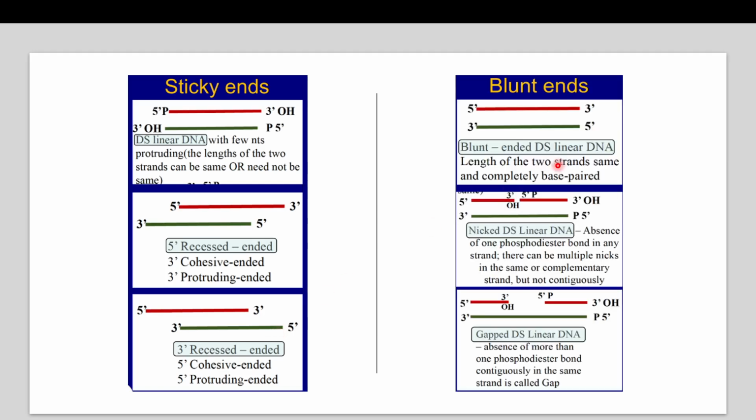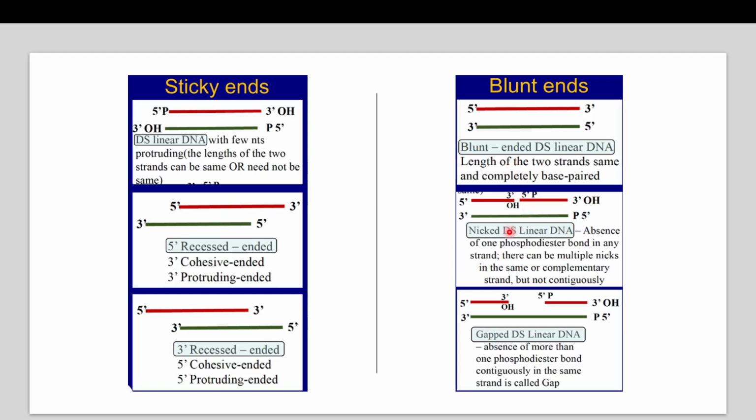However, blunt-ended DNA strands: this is the original double-stranded DNA strand. Even after the restriction enzyme cleaves this DNA strand, the lengths of the two strands are the same and completely base paired. Here, these portions do not have any complementary base pair, but when blunt ends are produced in the double-stranded DNA, on both the strands all the nucleotides are completely base paired.